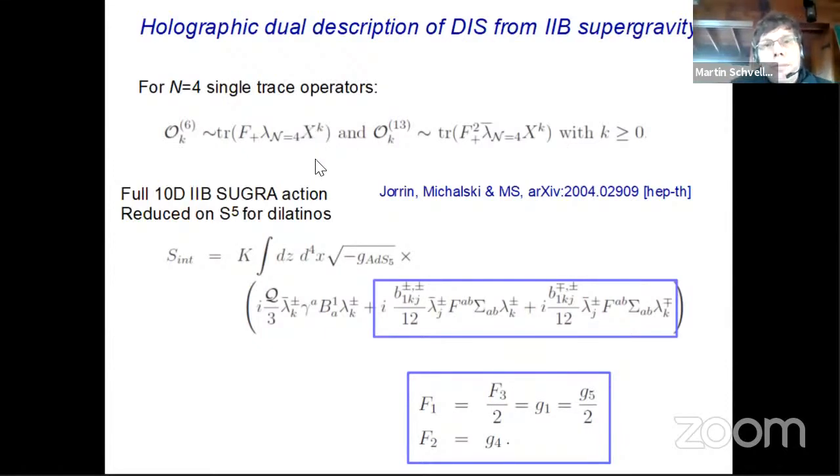the real scalar field here. These are the gauginos in the field theory, and these are the gauge fields. And the O13 operators are defined this way.